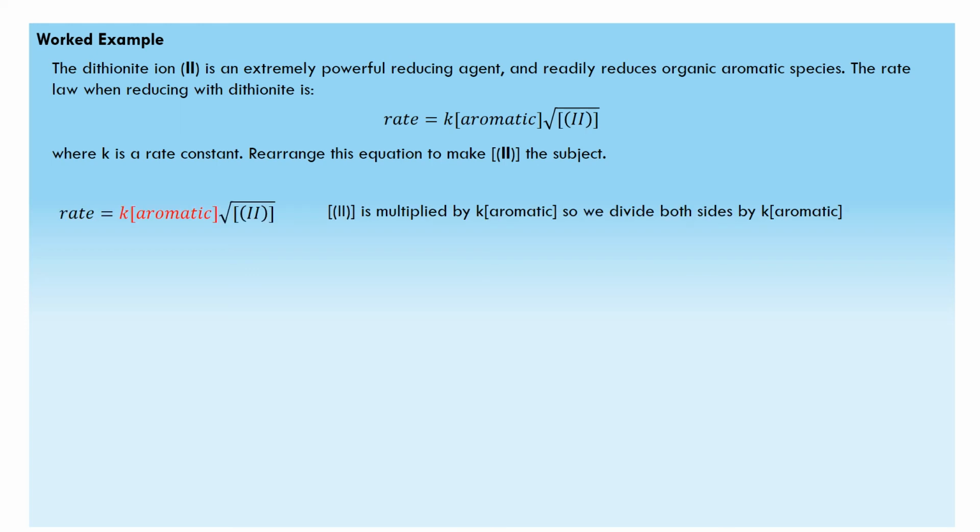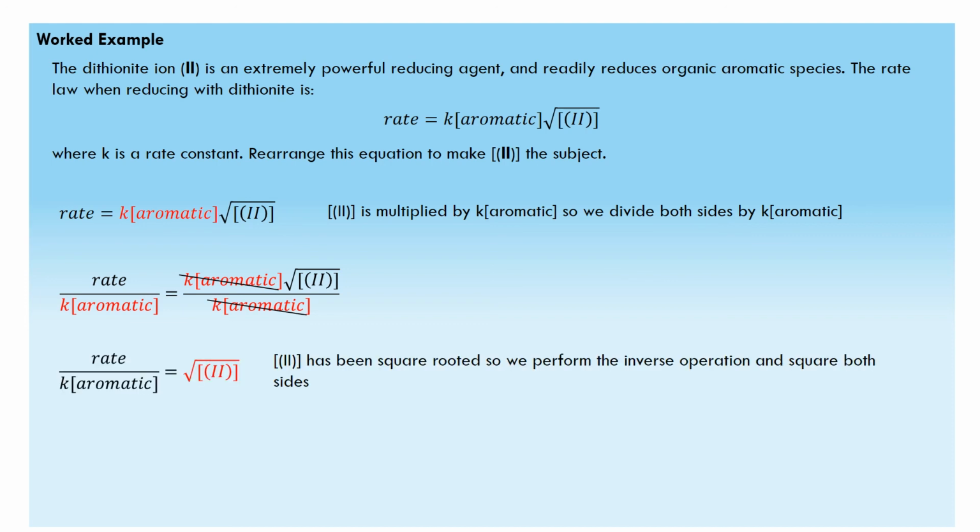So if we work backwards in the BODMAS scheme, then the first thing we've got to deal with, even before we deal with the square root here, is the multiplication step. So we know that the square root of the dithionite ion concentration is multiplied by k aromatic. So here we divide both sides by k aromatic. And if we do that, both those k aromatic terms on the right-hand side of the equation will cancel each other out, and we're left with an equation: rate over k aromatic equals the square root of our dithionite ion concentration.